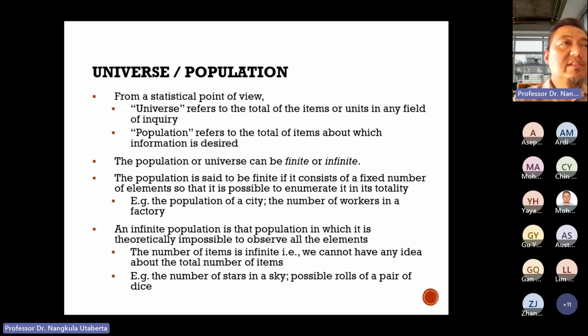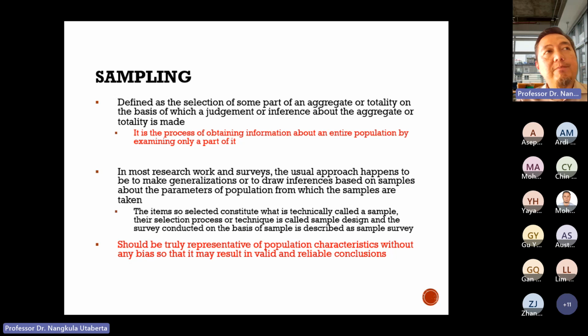Another term which is very important, sometimes used for statistical purposes, is universe of population. You have to be very clear about your population. Yes, I keep telling my students, sometimes you can call it finite and infinite. Sometimes your population can be measured, can be counted. Sometimes it's not. For example, I give you an extreme one, stars in the sky, a pair of dice. Those kinds of things are infinite population. Yeah, the whole population. Okay.